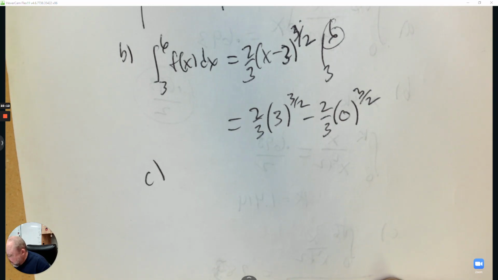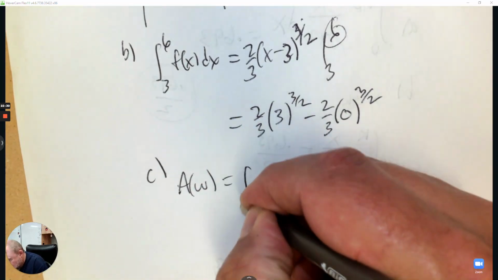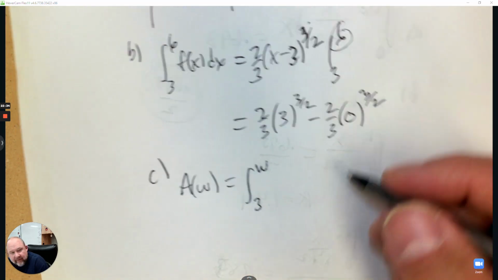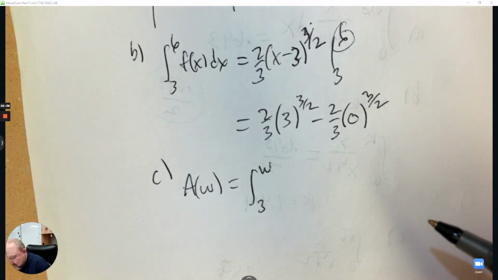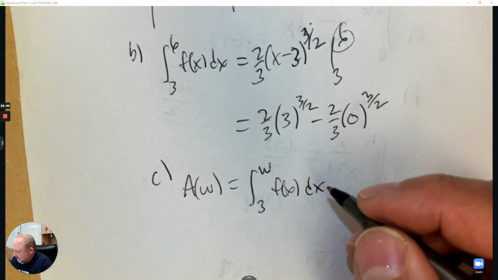Rather than using the line x equals 6, consider the line x equals w, where w can be any number greater than 3. Let A of w be the area of that region enclosed by the graph of f, the x-axis and that vertical line. Write an integral expression for A. So A at w is an integral from 3 to w, whatever that number is, not 6 anymore. And then it's f at x dx.